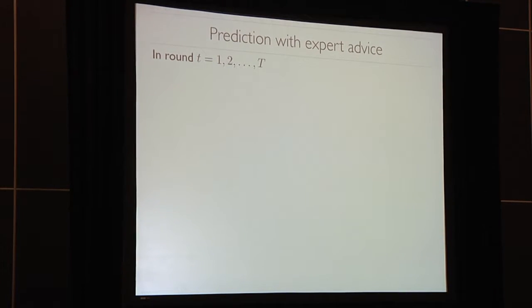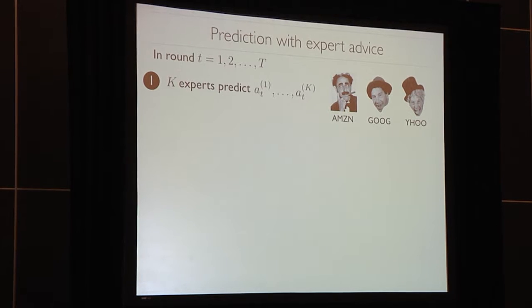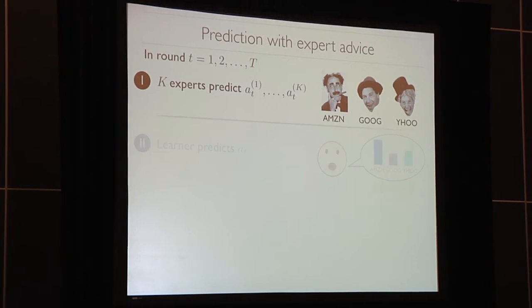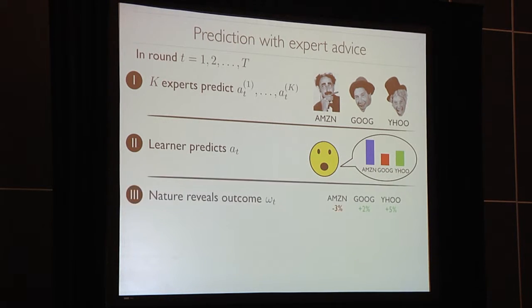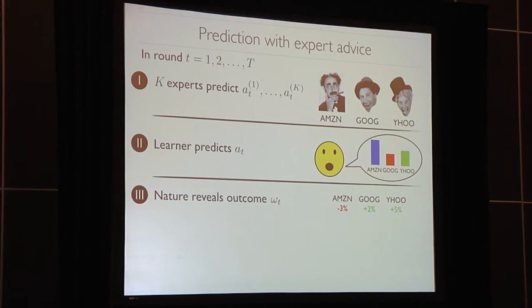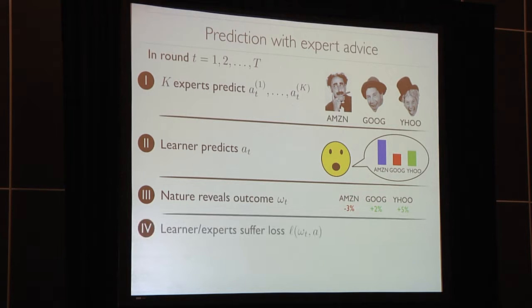So in prediction with expert advice, we have a learner playing a game over T rounds. And in every round, we have K experts that are going to provide some predictions. So it might be stock predictions. And the learner is going to mix these predictions in some way based on empirically how well these experts did with respect to some loss. And then nature is going to reveal an outcome. And by the way, the experts and nature can all be adversarial. And finally, once we have the outcome and the actions played by everybody, everybody suffers some loss, right?